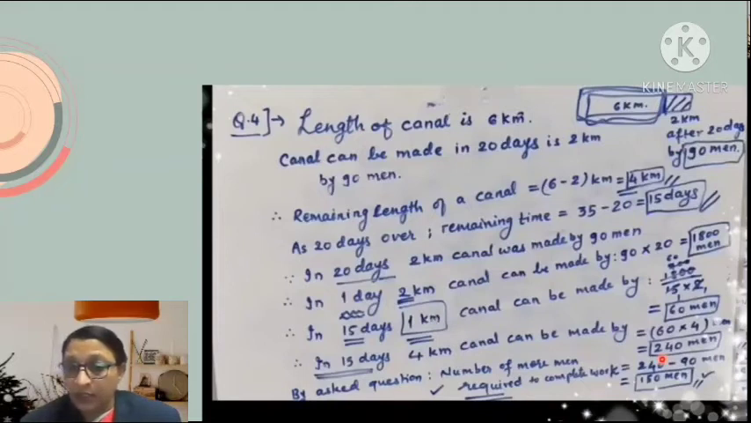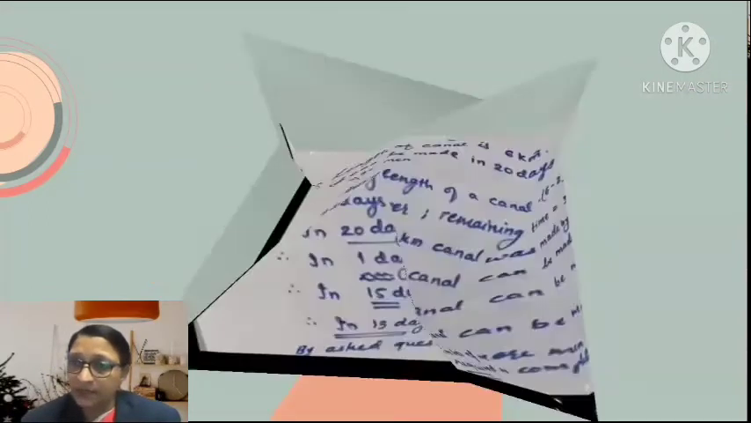Now in the question it is asked how many more men are required. From this total of men, we will subtract the available 90 men. So as per the question, we will write here the number of more men required to complete the work is equal to 240 minus 90. That is 150 men. Let us turn to the next question.